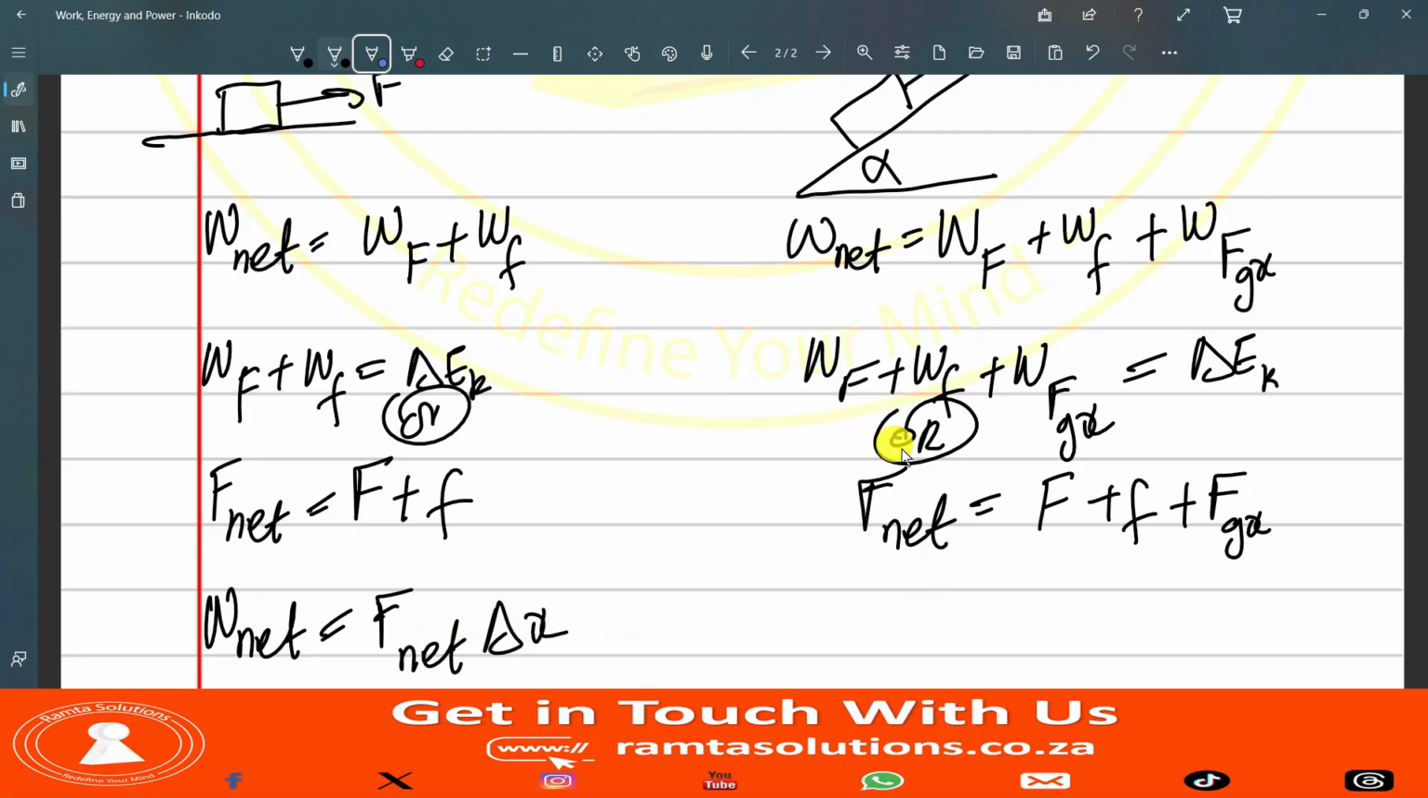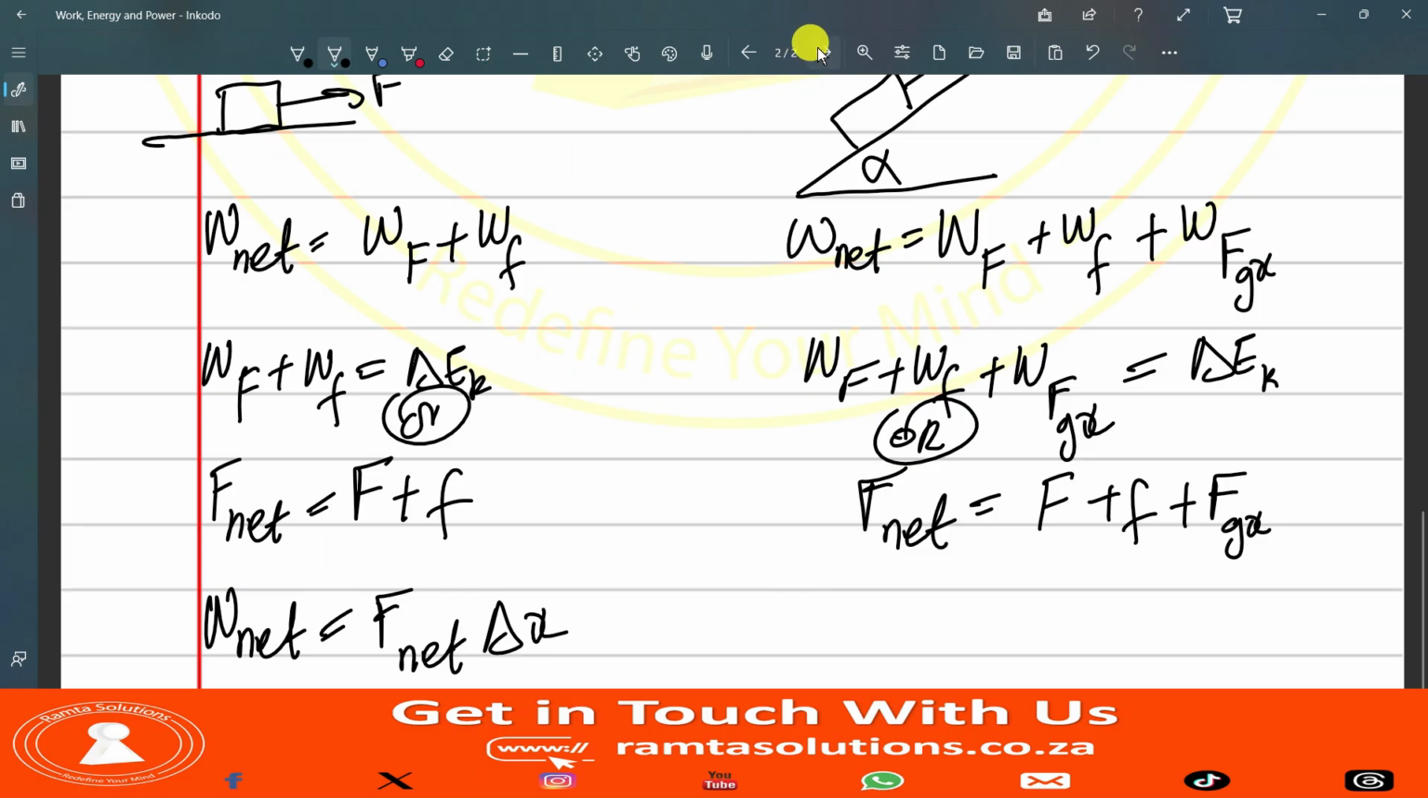So having said that, you know your net force. Now knowing your net force, you can substitute it here into this equation, multiply it with the displacement, you get your net work. Okay, that is another way.